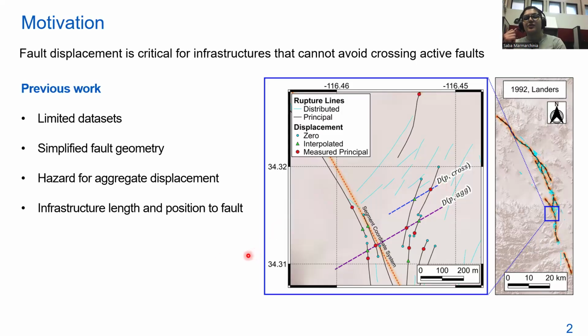Fault displacement is critical for structures that cannot avoid crossing active faults. Previous studies used limited datasets and simplified fault geometry, but the main limitation was that they defined the hazard for aggregate displacement. This means that the normal distance of a structure to the fault and the structural footprint was not included, and the hazard is treated as if the structure crosses all of the overlapping ruptures at once and is subjected to the total displacement. For finite structures, this may not be realistic because these ruptures can be kilometers away.